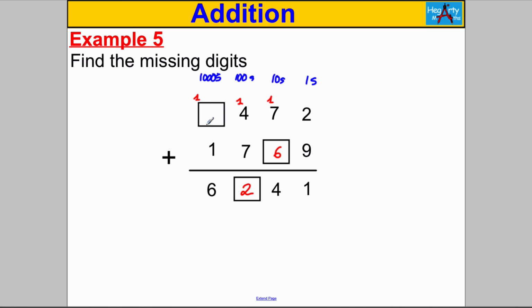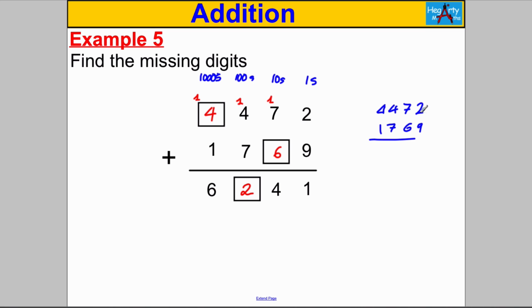Now the question is, what goes in this box? Well, 1 and that 1 is 2, and we need whatever number gets us up to 6. So that must be 4. And having done it now, let's just check it's actually right. Imagine all the carries weren't there. Would it work out? 4,472 add 1,769.